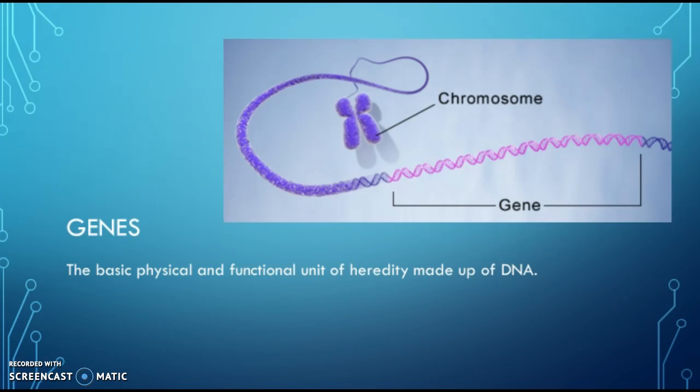Genes, the basic physical and functional unit of heredity made up of DNA. In the picture, you'll notice that the chromosome is the smallest version. When it's wrapped together, it forms the gene.